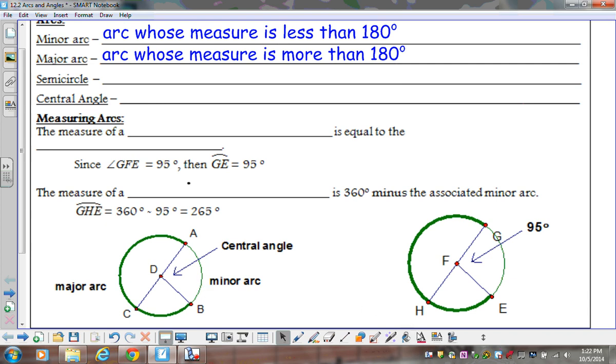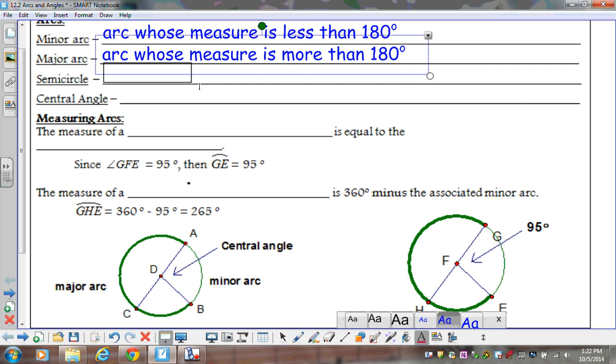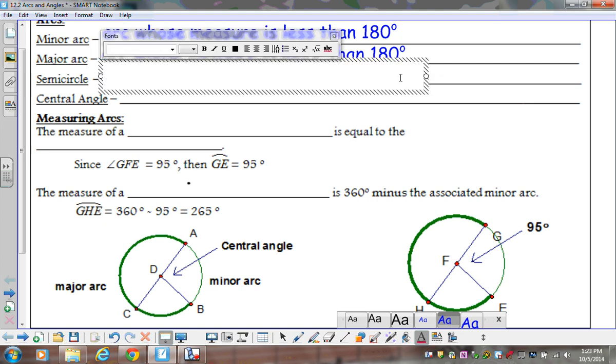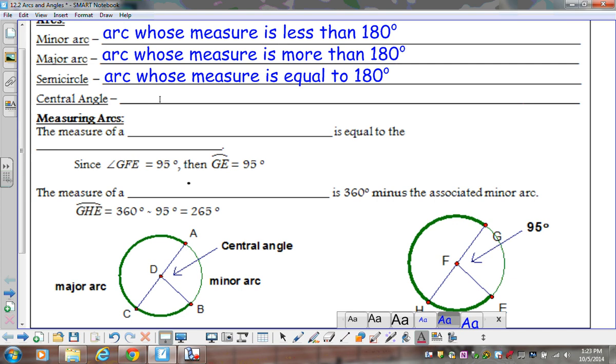Now the next one we're going to look at is a semicircle. A semicircle is an arc whose measure is equal to 180 degrees. Not 189, but 180. There we go. So a semicircle is an arc whose measure is equal to 180 degrees, exactly half of the circle.